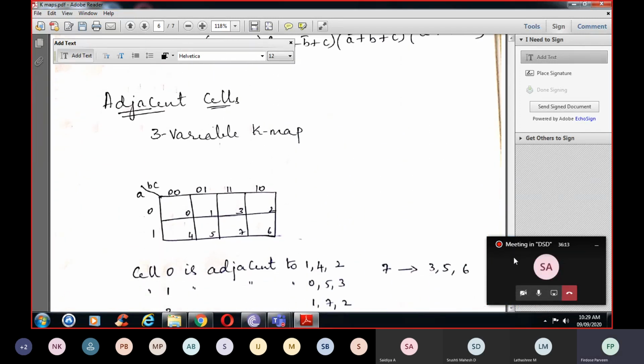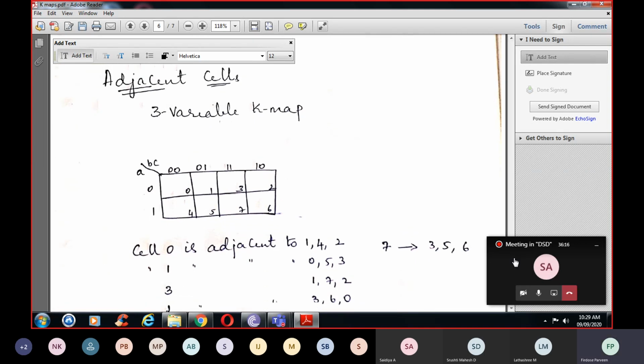Now adjacent cell. You should understand what adjacent means. Adjacent means beside, by the side of you. In cells, we need to understand what an adjacent cell is. Suppose I'm taking cell 0. For cell 0, cell 1 is adjacent, and cell 4 is adjacent. As well, if you take a paper and roll it, the corners will come adjacent.